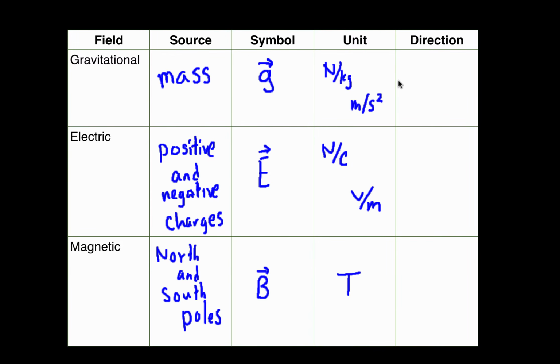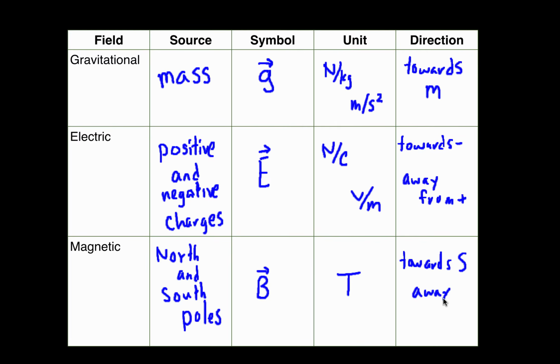The direction for gravitational field is always towards whatever mass is causing it, and it points at the center. Electric fields point towards negative charges and away from positive charges. And magnetic fields point towards south and away from north.